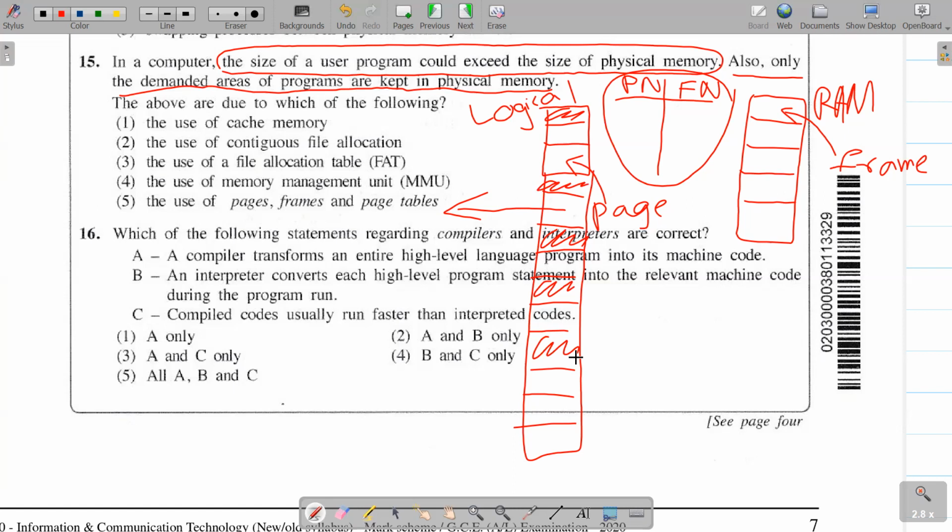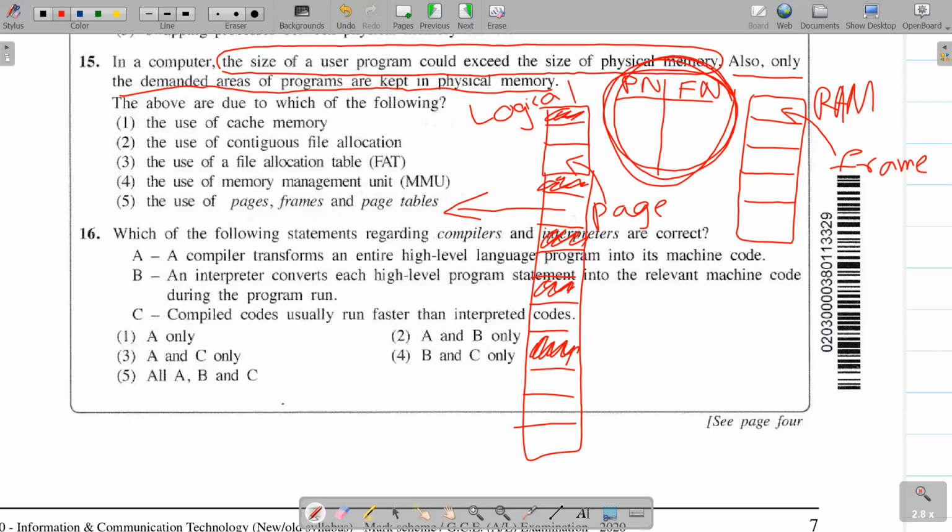Right, so let's assume only the colored ones are the important components or the important pages. So only the important pages will be taken into the RAM. Right, so that is done by the page table.